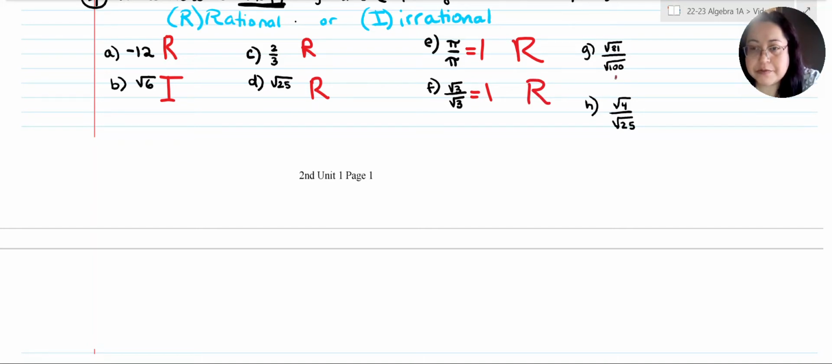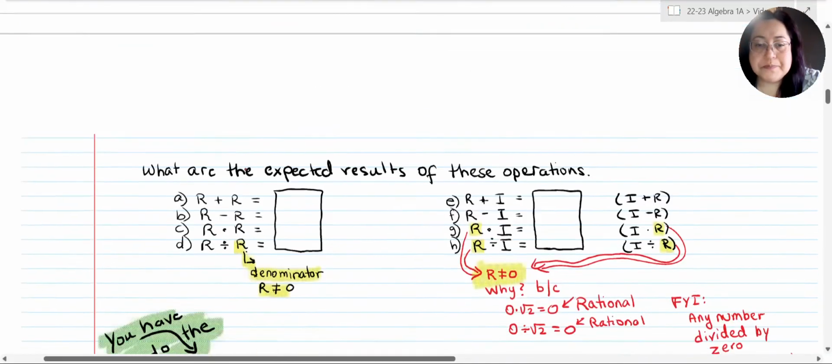This doesn't cancel, but they're both perfect squares, right? So you get 9 over 10, and that's R. And this one, same deal. They don't cancel, but they're perfect squares. So you get R, right? You're going to get 2 over 5, which is rational.